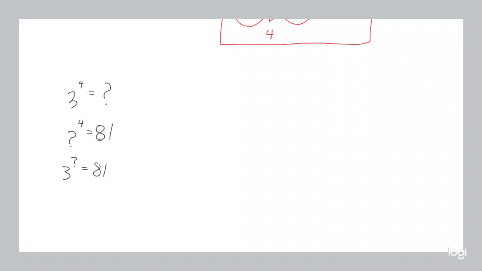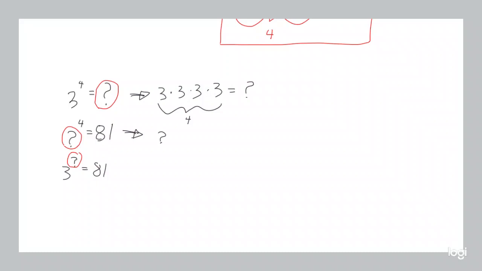Now these are 3 different questions. They're all addition questions, by the way. But they are 3 different questions, right? In this question here, we're saying if we multiply 3 by itself 4 times, what do we get? In this situation here, we're saying, what do we have to multiply by itself 4 times to get 81?